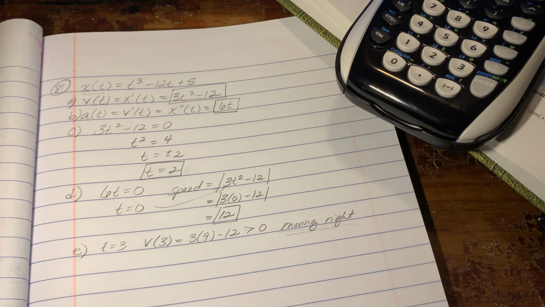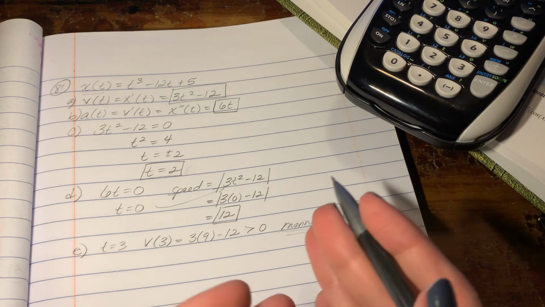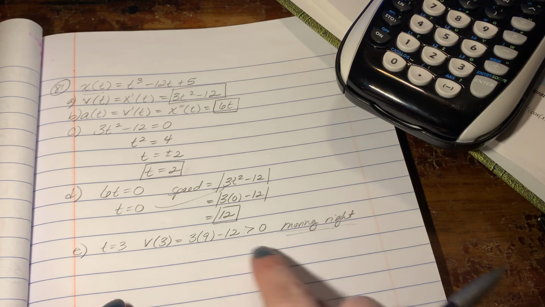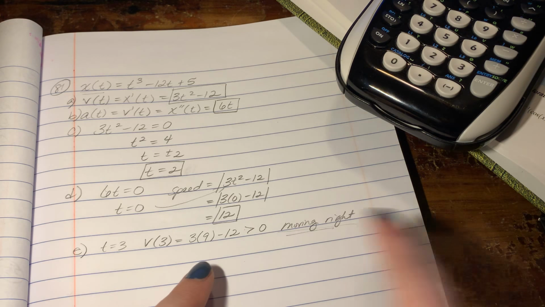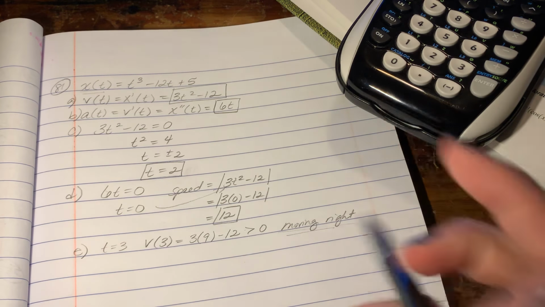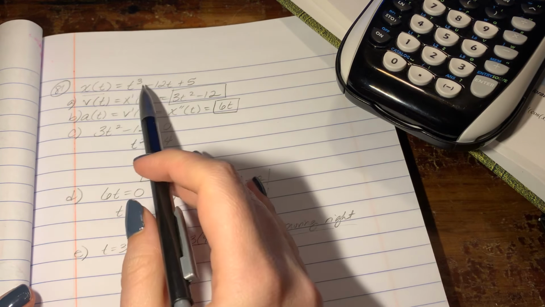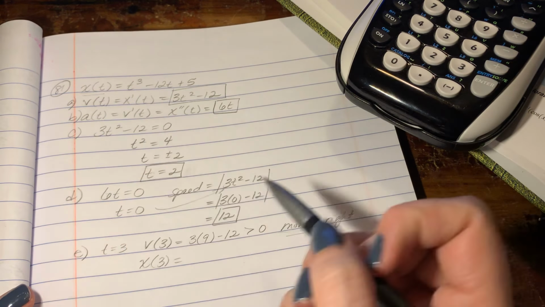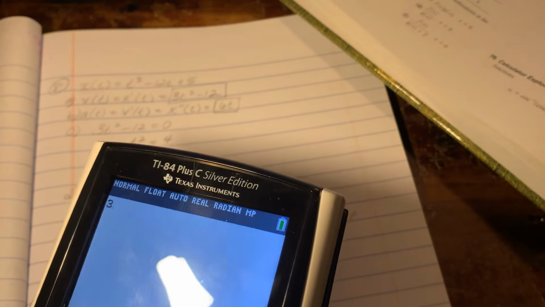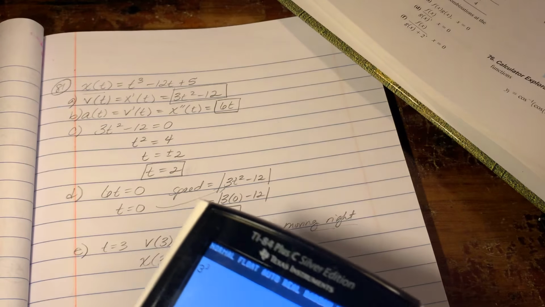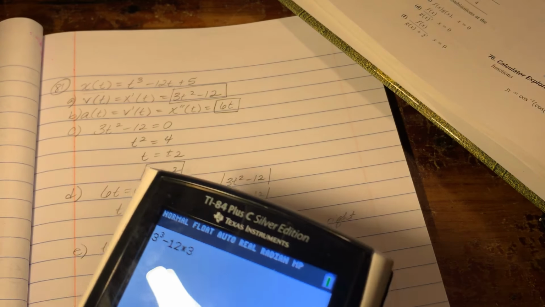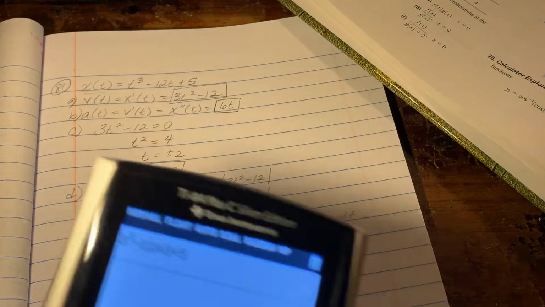If you want to know if it's toward the origin, it really depends on where it starts. If it's already to the right of the origin at t equals 3, moving right would be farther away from the origin. If I'm on the left, though, it would be toward it. So how do I tell that? Well, I plug in x of 3 to find its position when t is 3. So that's 3 cubed minus 12 times 3 plus 5, which is 27 minus 36. Let me just put it in. 3 cubed minus 12 times 3 plus 5, and I get negative 4.